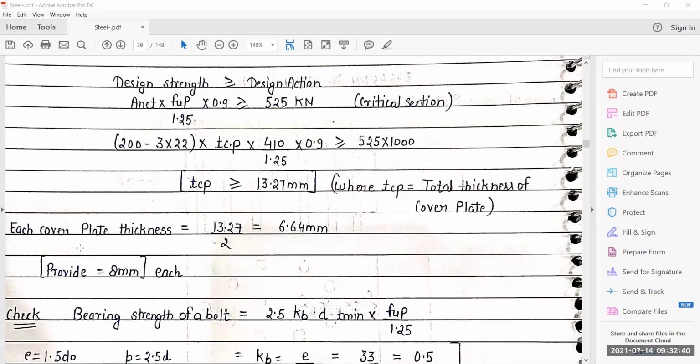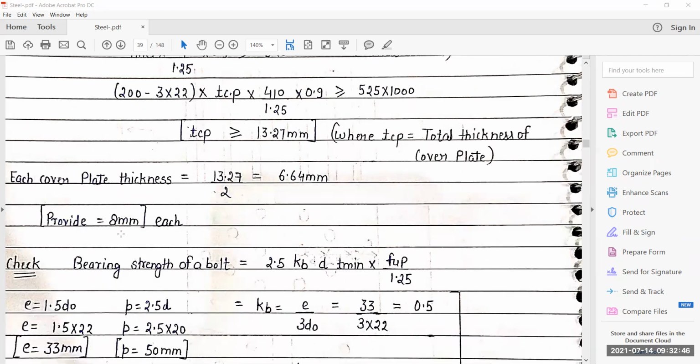Okay, then now the cover plate thickness of 13.27 upon 2 equal to 6.64 mm. Okay, provide 8 mm.